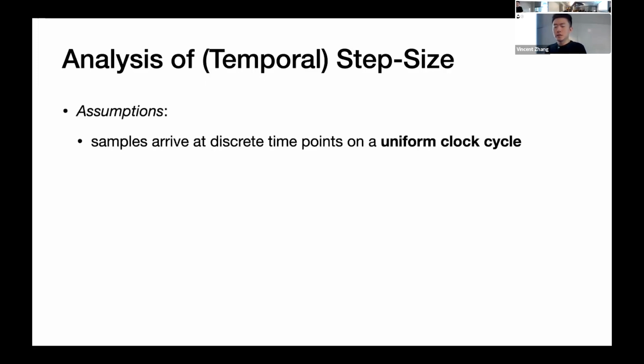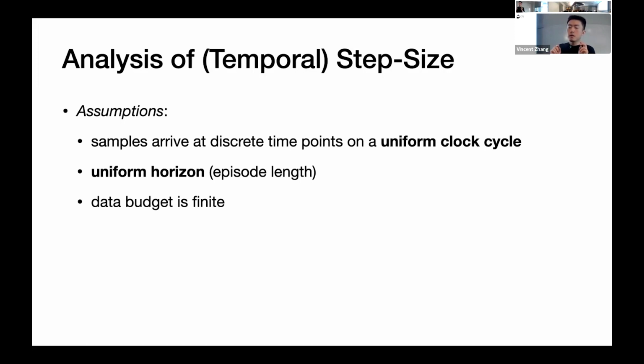So we start from some assumptions. First, we assume that samples arrive at discrete time points on a uniform clock cycle. That means we assume that the step size remains constant throughout. And we also assume that the horizon is uniform. That means every episode runs for the same length. And in the end, we also want to assume the data budget is finite, right? Which we think aligns with most of the settings in the real world.